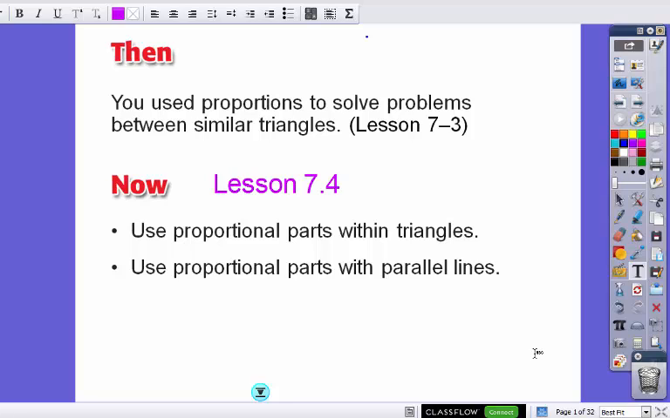This is a video for lesson 7.4. So far in chapter 7, we've learned how to set up proportions and we've started using them with triangles to find missing sides. In lesson 7.4, we're going to find some special ways that you can set up proportions to solve problems with your triangles. And some of them are going to have to do with parallel lines that we're going to be working with.